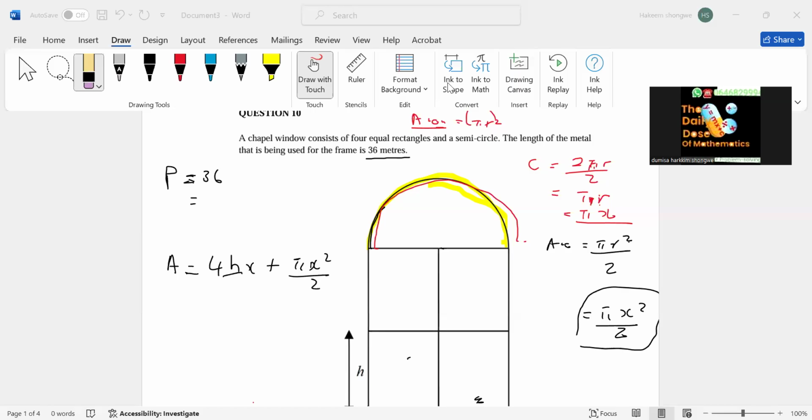Okay, so we got the circumference. Now, ladies and gentlemen, may I ask, are you lost, or are you with us? It's a good one to ask.